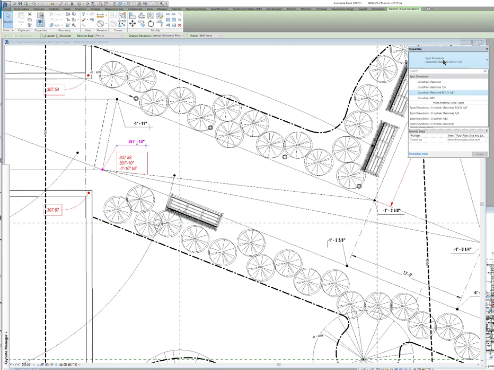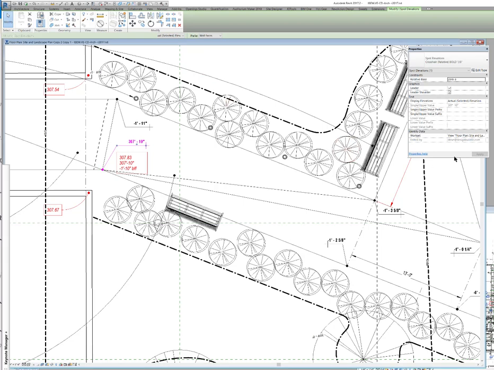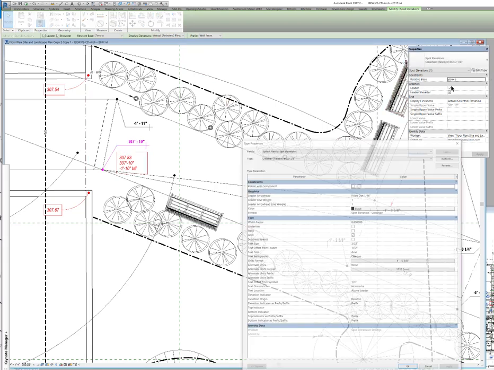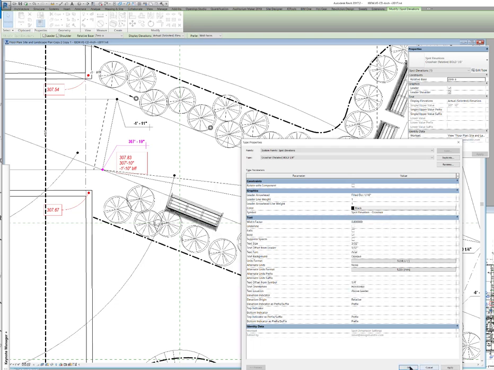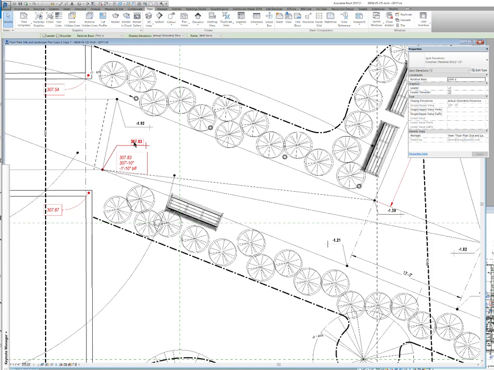So you could reset this to, oops, I didn't do it. You could reset this to relative to decimal feet. Decimal feet to 2 decimal places. Okay. And then that would all go to that.